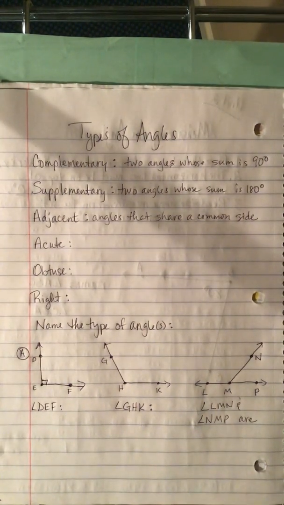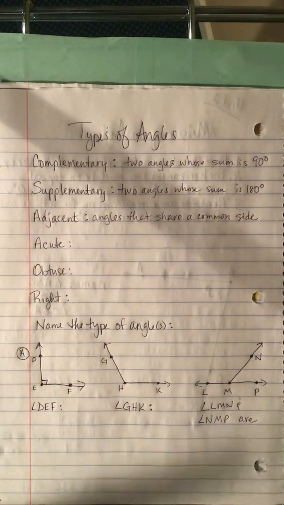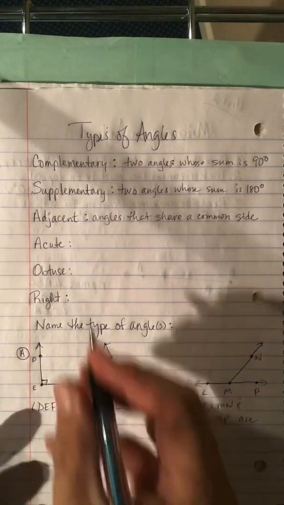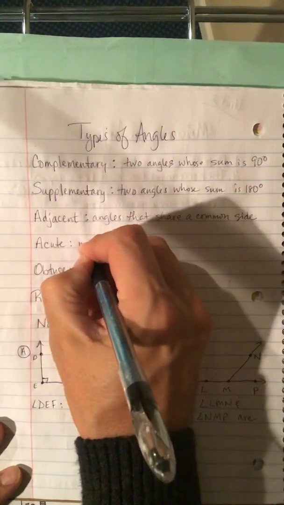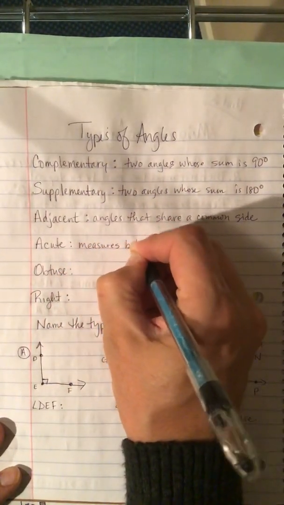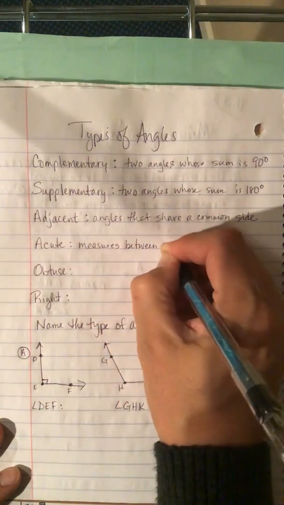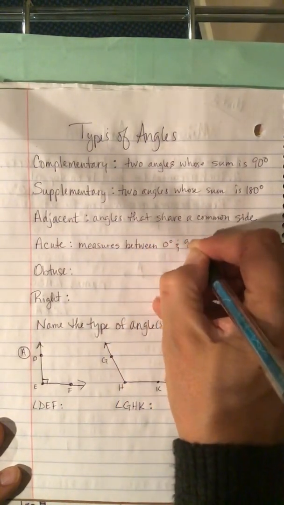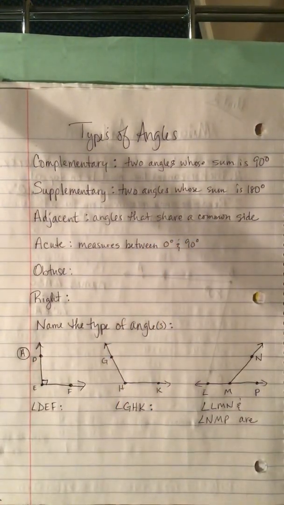Angles that share a common side. And we'll see an example of that here down below. An acute angle measures between 0 and 90 degrees. A lot of times you'll hear somebody say it measures less than 90 degrees. That's kind of the same idea.